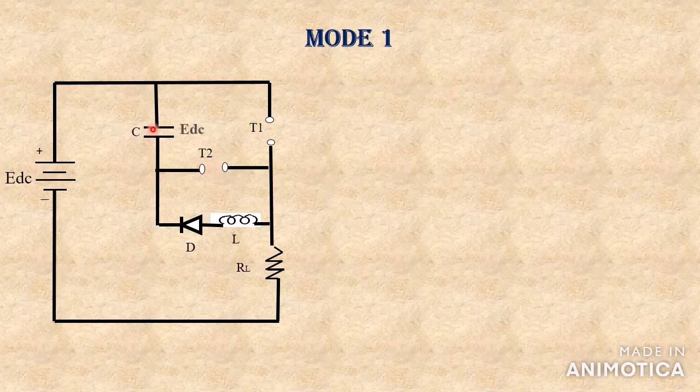Because these two devices, the capacitor and the thyristor T2, are connected in series, whenever the voltage across this capacitor starts increasing, the current through this thyristor will start decreasing. Once the current falls below the holding current, this thyristor will get turned off.